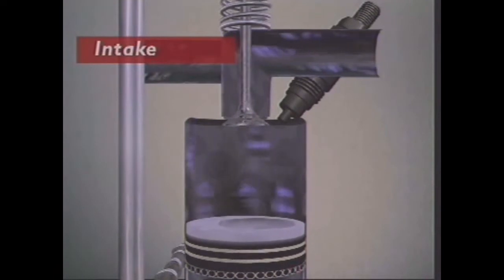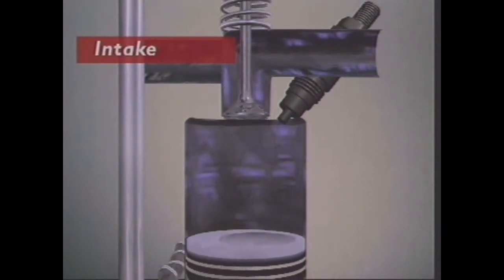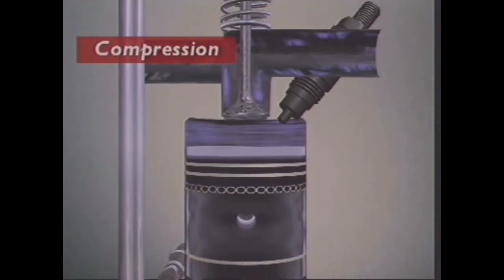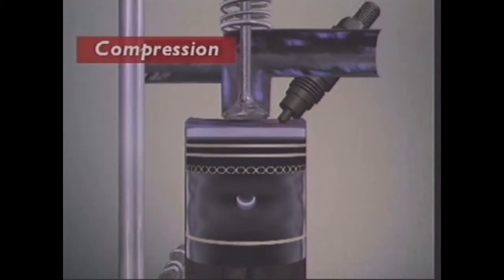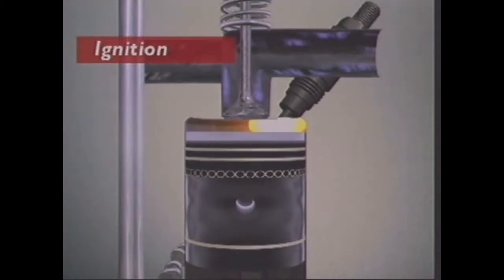Unlike the petrol engine, air alone enters the cylinder on the intake stroke. Compression, forcing the air into a small volume. This compression heats the air. At the end of this stroke, diesel engine fuel is injected into the combustion chamber. Ignition, burning the mixture. It's just the heat of the compressed air that ignites the fuel. That's why diesels are called compression ignition engines.